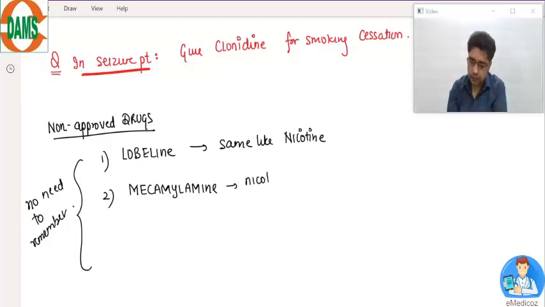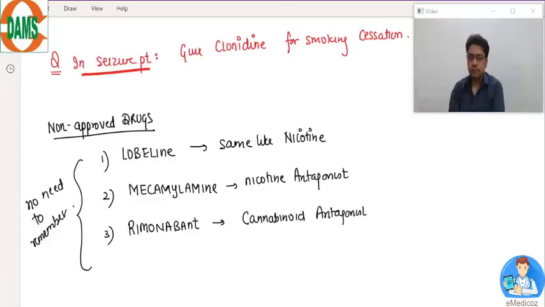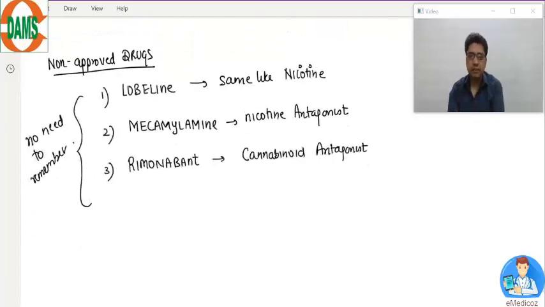Third, rimonabant. You will write cannabinoid antagonist. Which receptor you will write? CB1 blocker. CB1 is cannabinoid 1 receptor. Just write the name, nothing you have to remember about that. Rimonabant is a cannabinoid antagonist.